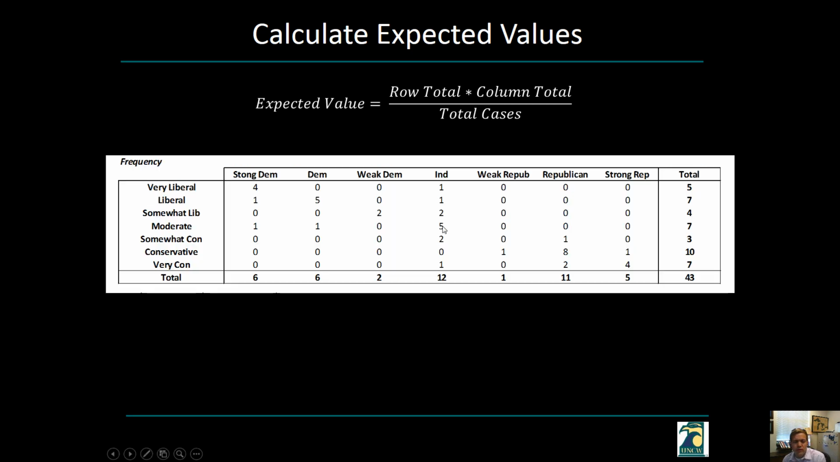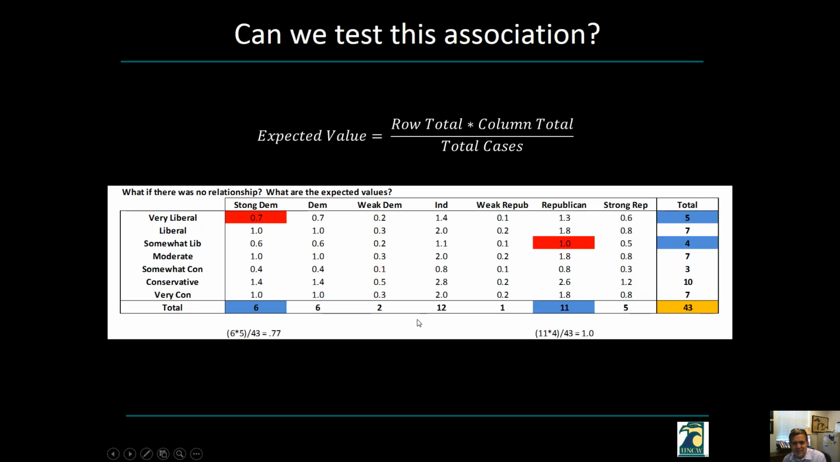So here's the case of the ideology and partisanship. We can calculate the expected values for each one of these cells. There will be a lot of calculations. We don't do this by hand. Computers can do this for us. And this is what the calculations look like. So here we have 6 times 5 divided by 43 is equal to 0.77.